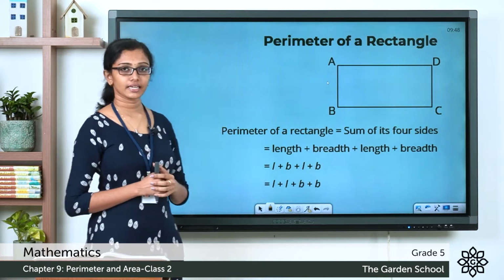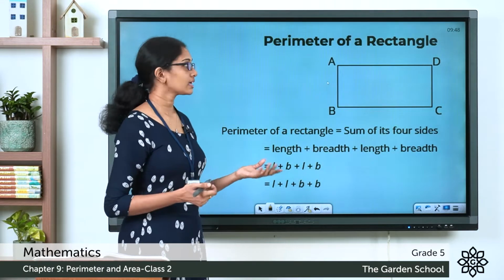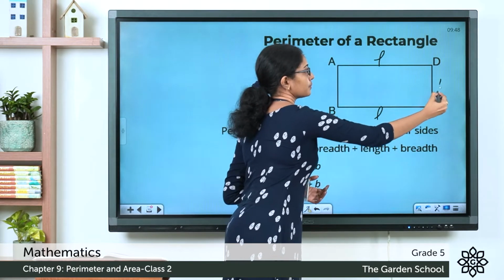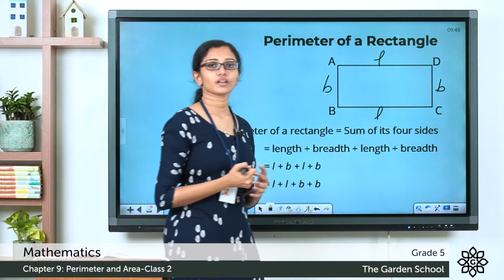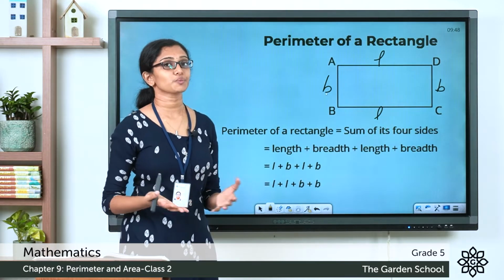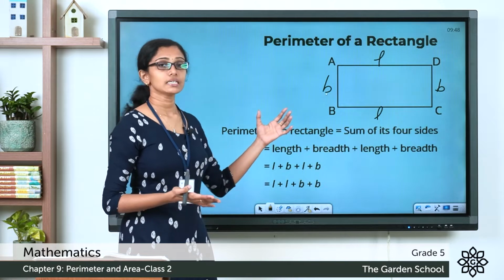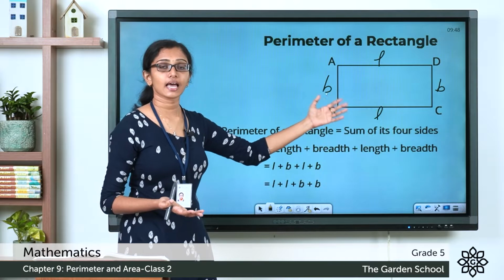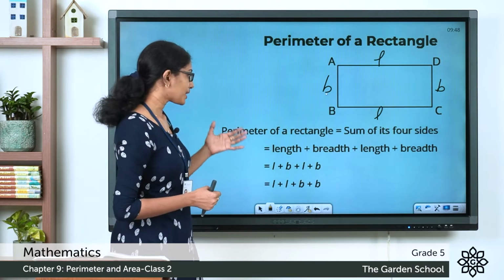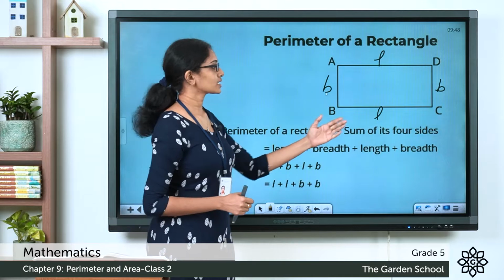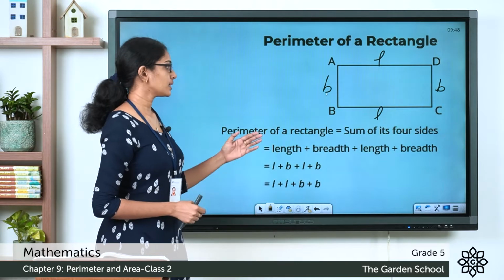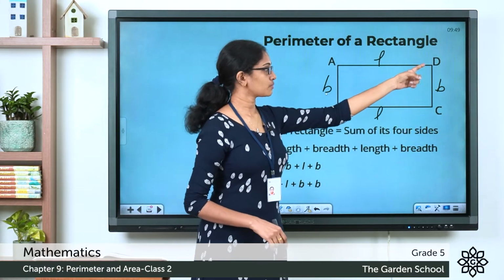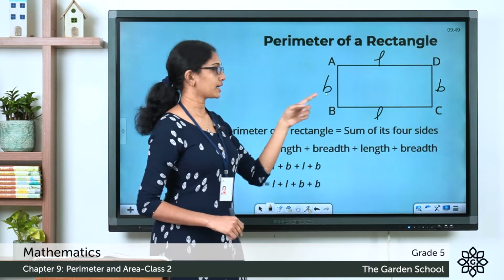See, I've got a rectangle here, rectangle ABCD, and it has sides of length L and breadth B. Now, by definition, what should be the perimeter? The perimeter should be the sum of all its four sides, so the sum of all its lengths and breadths. So, perimeter of a rectangle is equal to the sum of its four sides, which is length plus breadth plus length plus breadth.